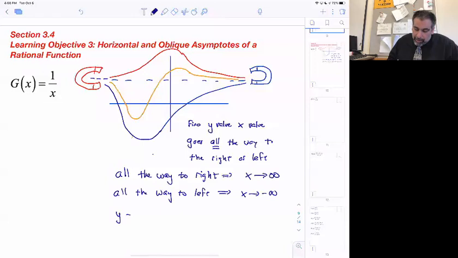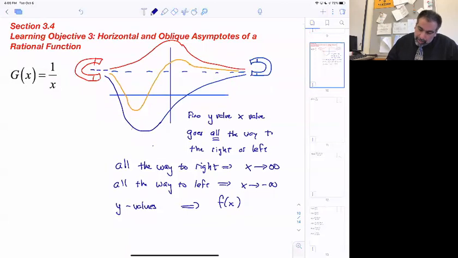And the y values, what that means is f of x. So if you break this down, find f of x, find the y values, and I forgot to put the word "as" there: find the y value as the x value goes all the way to the right or left. So find the y values, find the function values as x goes to infinity or negative infinity.